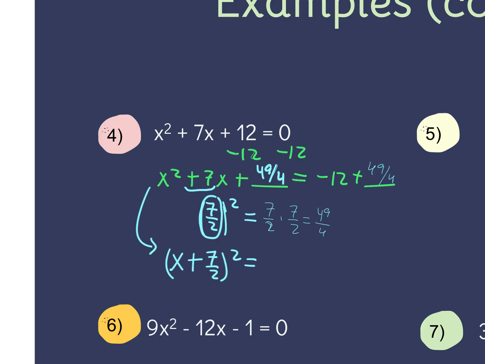And then on the other side, what does this become? Negative 12 plus 49 over 4. Good, right? So we remember how to add a fraction and a whole number. This is going to be negative 12 over 1, and we need a common denominator. Negative 12 times 4 is going to get you negative 48 over 4 plus 49 over 4. Negative 48 plus 49 is going to get you 1 over 4.